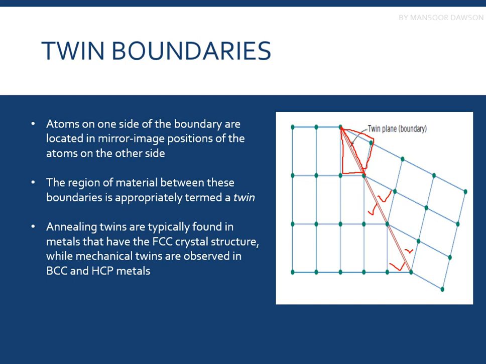Annealing twins are typically found in metals that have an FCC crystal structure, while mechanical twins are observed in BCC and HCP metals. So when we anneal an FCC crystal structure, we get these twins, and in BCC and HCP metals we can get these twin boundaries while applying a stress, a mechanical stress. Okay.